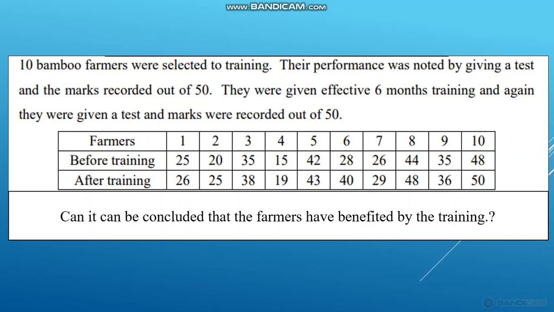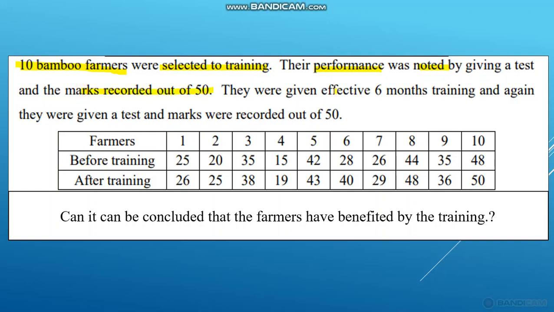So this is a problem. In this problem you can see 10 bamboo farmers were selected for training. We are choosing 10 bamboo farmers for training. Their performance was noted by giving a test and the marks recorded out of 50.